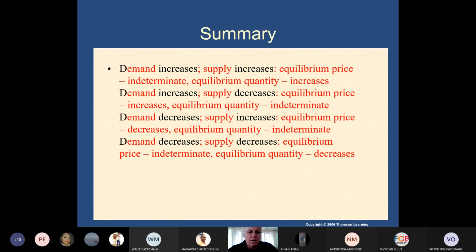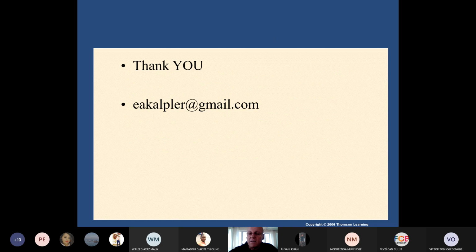Okay, this was the last lecture. Once again, I can quickly refresh you. Demand increase, supply increase: equilibrium price indeterminate, equilibrium quantity increases. Demand increase, supply decrease: equilibrium price increases, equilibrium quantity indeterminate. Demand decrease, supply increase: equilibrium price decreases, equilibrium quantity indeterminate or maybe intact. And demand decrease, supply decrease: equilibrium price indeterminate, equilibrium quantity decreases. So that was the last lecture.